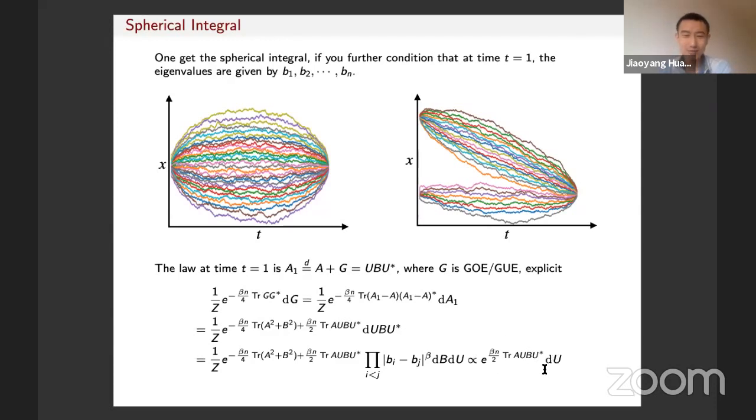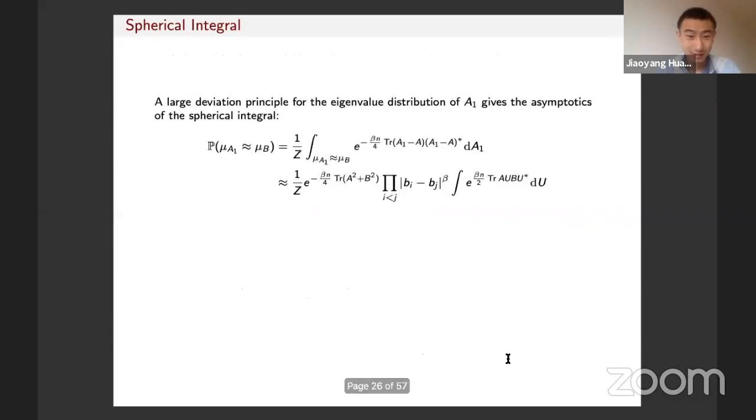As you can see, this provides another interpretation for this spherical integral. This is the same as the eigenvector distribution of A1, conditioned on its eigenvalues being given by B. Thanks to that relation, the large deviation principle for the eigenvalue distribution of A1 will give the asymptotics for the spherical integral. Suppose we know the probability that mu A1, the eigenvalue distribution of A1, is close to some mu B. Explicitly, it's this integral over the ball where mu A1 is close to mu B.